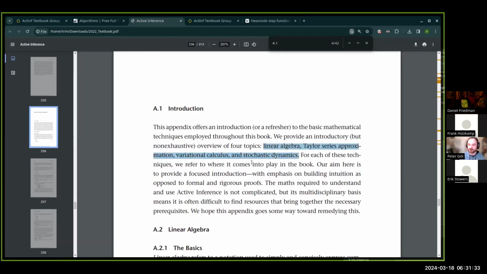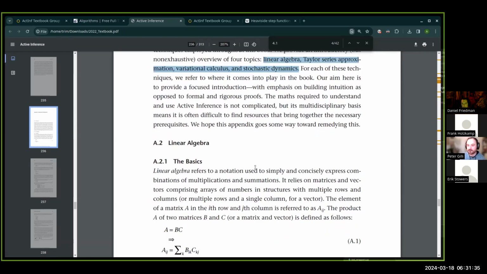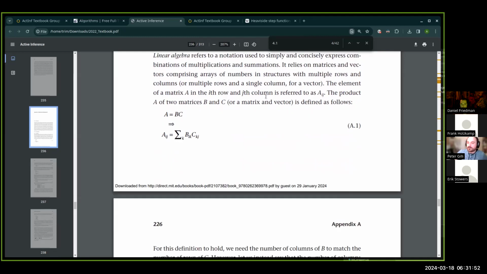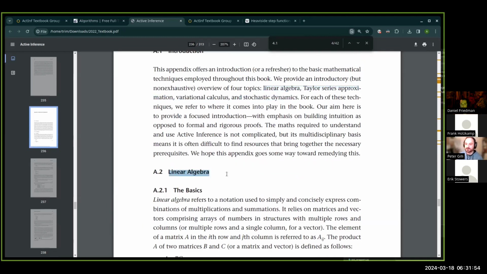Like, this appendix may still not be the perfect resource to learn those 4 topics, but the fact that they listed them out as the 4 topics, then going to any highly rated online course or popular videos on these topics is probably pretty helpful. Linear algebra very much is. And stochastic dynamics or just statistics, I think also is critically important.